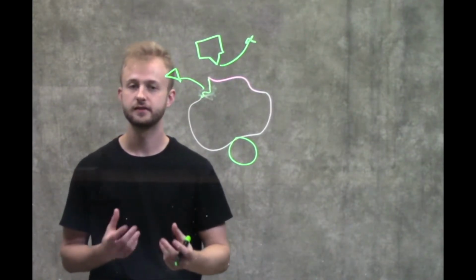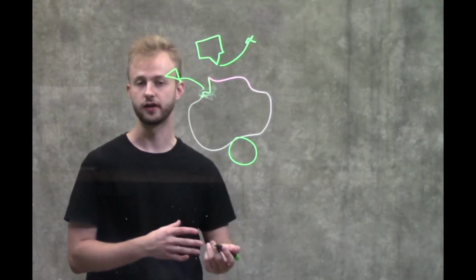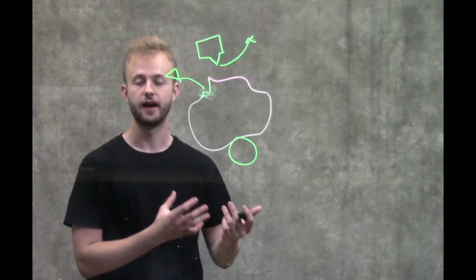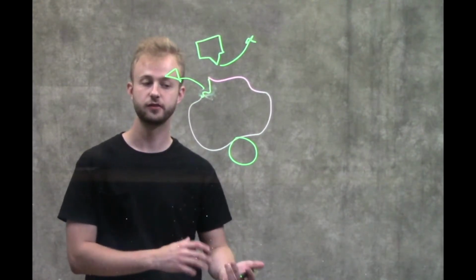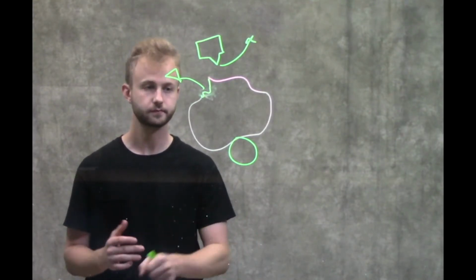Now the active site isn't as well equipped to bind to the substrate, so it's not going to be able to bind to as many substrates, and it's not going to be as effective at carrying out its job as it was before this non-competitive inhibitor was binding to it.